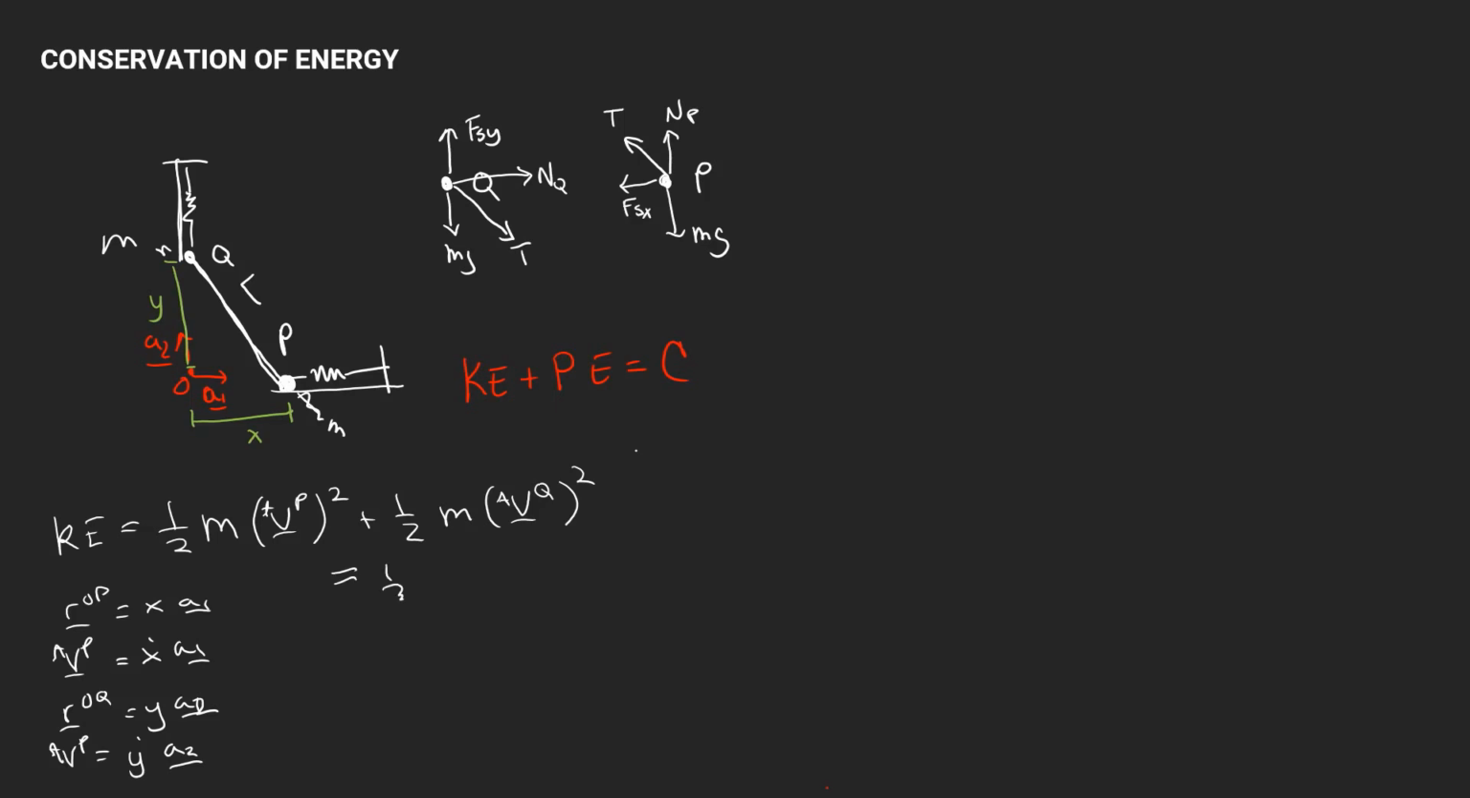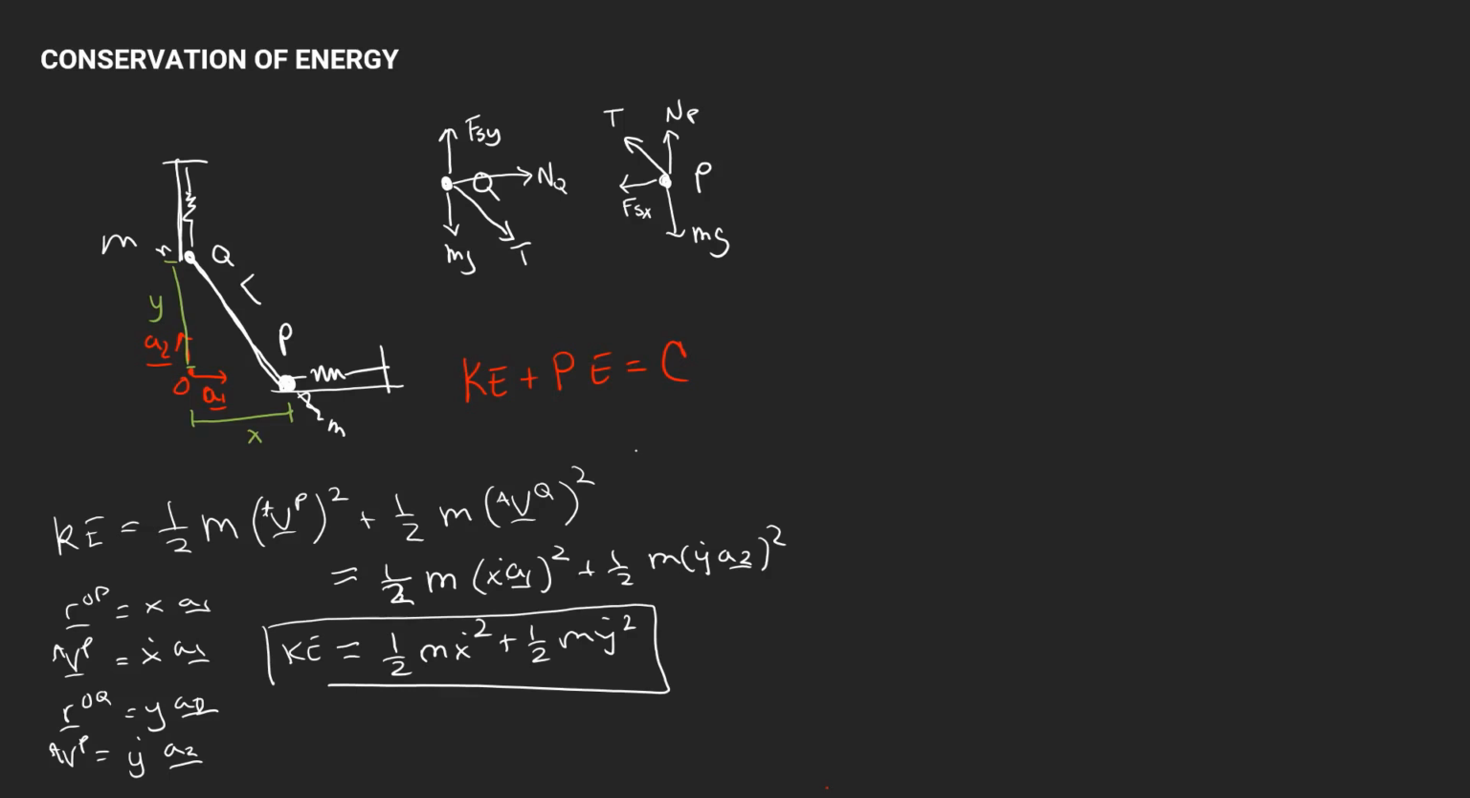So we get 1/2 m x dot a1 squared plus 1/2 m y dot a2 squared, which then gives us 1/2 m x dot squared plus 1/2 m y dot squared. So that's our kinetic energy.